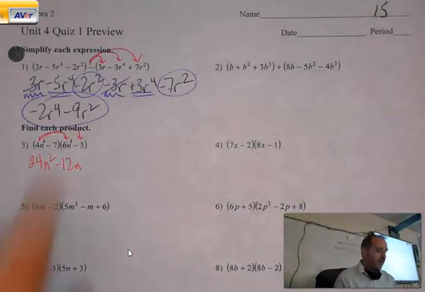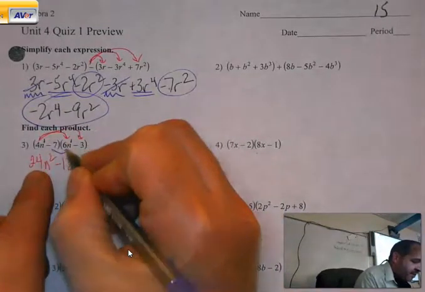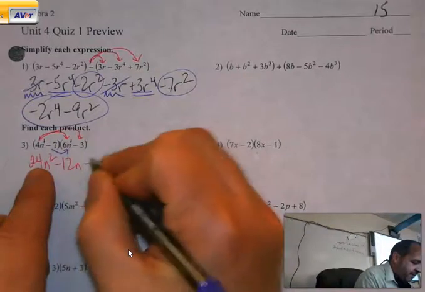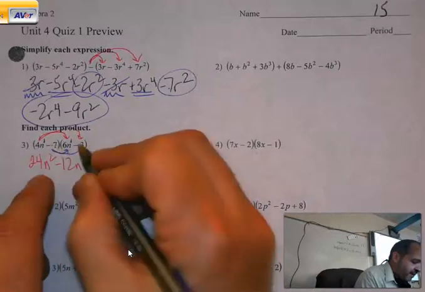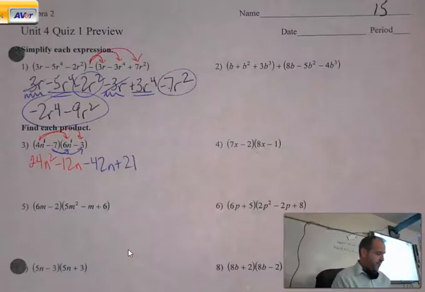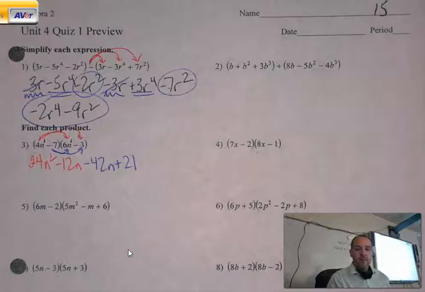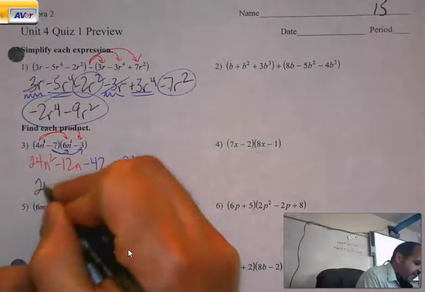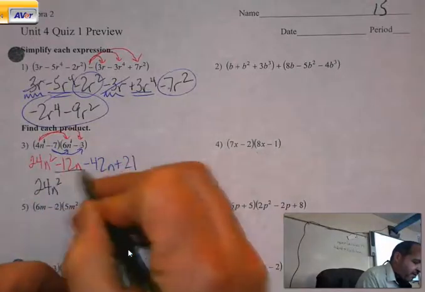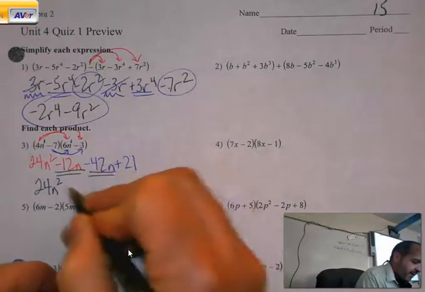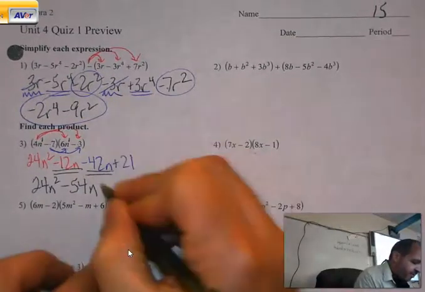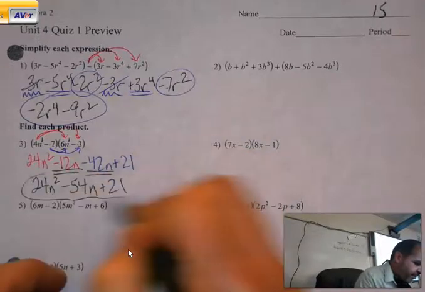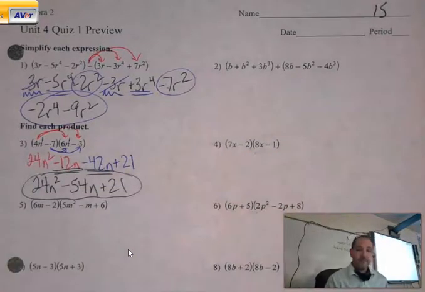And then we would do the same thing with the negative 7 to each term. Negative 7 times 6 is negative 42n. Negative 7 times negative 3 is positive 21. Just start going from biggest exponent to least, biggest degree to least. 24n squared. Combine like terms. Again, I'm not multiplying anymore. I'm not messing with the variables. Clean that up and I'm done.